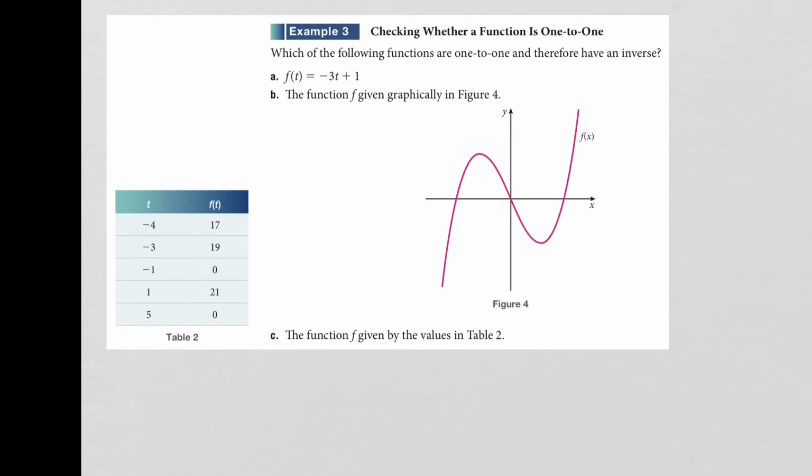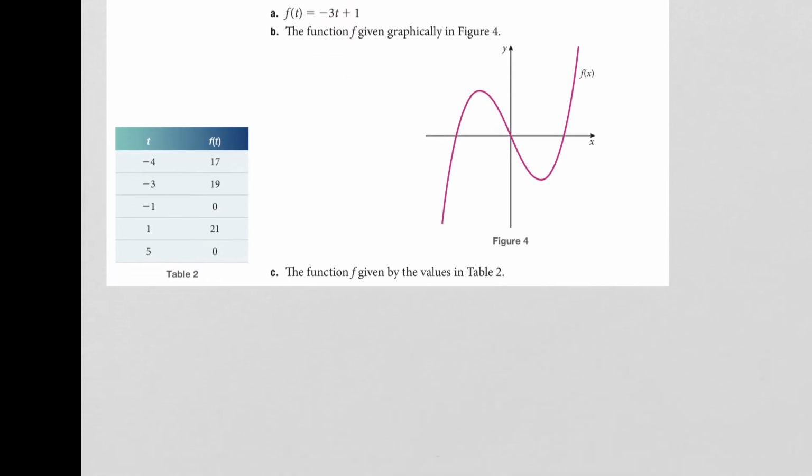So let's take a quick look at an example about one-to-one functions. Determine which of the following are one-to-one. Our first example here is the function f of t equals negative 3t plus 1. Now, we don't have a graph of that, but we can take the definition of that function and determine if it is one-to-one. So if f of t equals negative 3t plus 1, think about what it would mean for f of a to be equal to f of b.